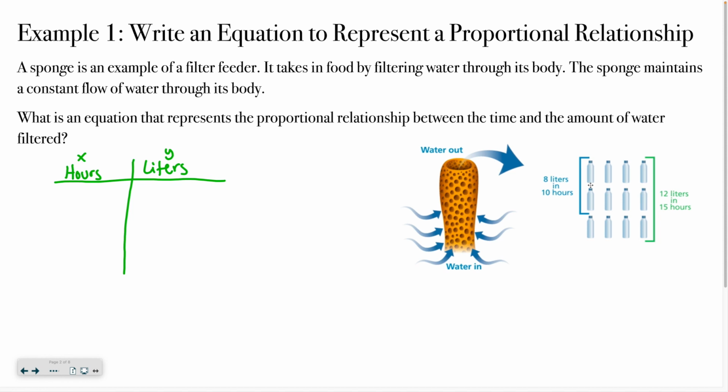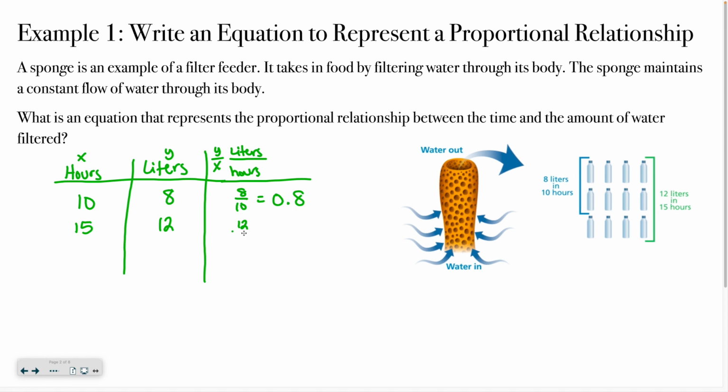Now looking at this, we have 8 liters in 10 hours. And if I were to do the same process that we practiced just yesterday, if I was trying to find the proportion between them, I would do liters divided by hours, right? Like my y divided by my x. So I do 8 divided by 10. And if I were to actually divide that out to a decimal, I would get 0.8. Okay, let's try with the other one. It is 12 liters in 15 hours. And if I were to do 12 divided by 15, again, I would get 0.8. And yesterday, this is the point where we'd say, yay, they match.